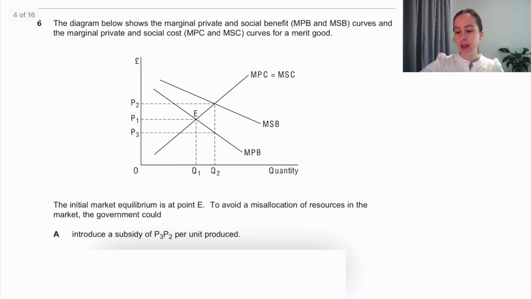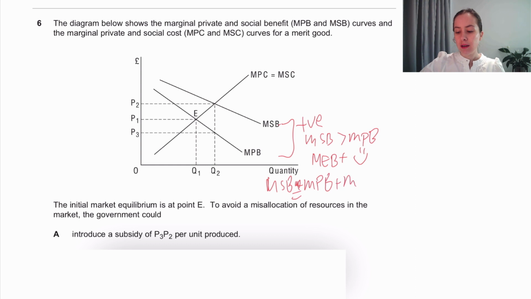Here we have a positive consumption externality. It's a merit good. How do I know? Because the MSB is higher than the MPB at each level of output. This means your MEB is a positive number, which in this case is adding benefits onto other people. Just for those that don't know the equation, MSB equals MPB plus MEB.